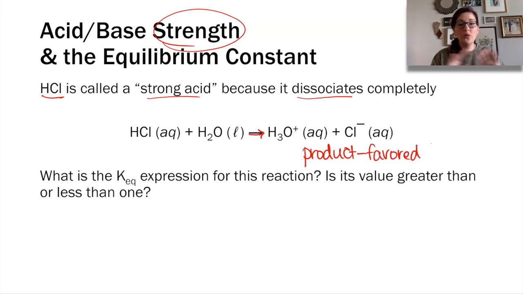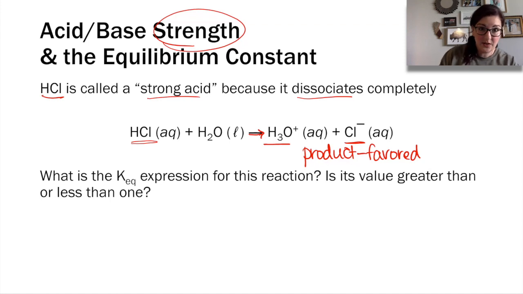Okay, there's only products, you know, that's not entirely true, but we can make that assumption that there's only products at equilibrium. Once equilibrium has been reached, we will only have H3O plus and chloride in our solution. We will essentially have no HCl left over. Okay, so what does that mean for the equilibrium constant KEQ for this reaction? Is our KEQ going to be very big or is it going to be very small?